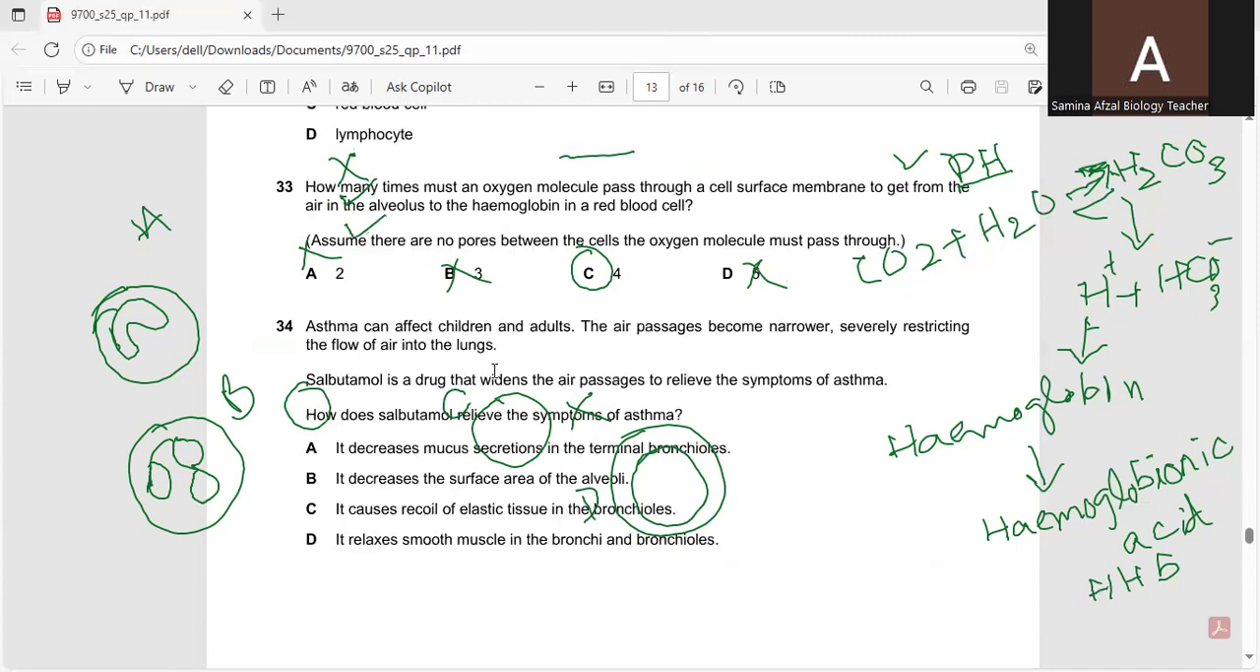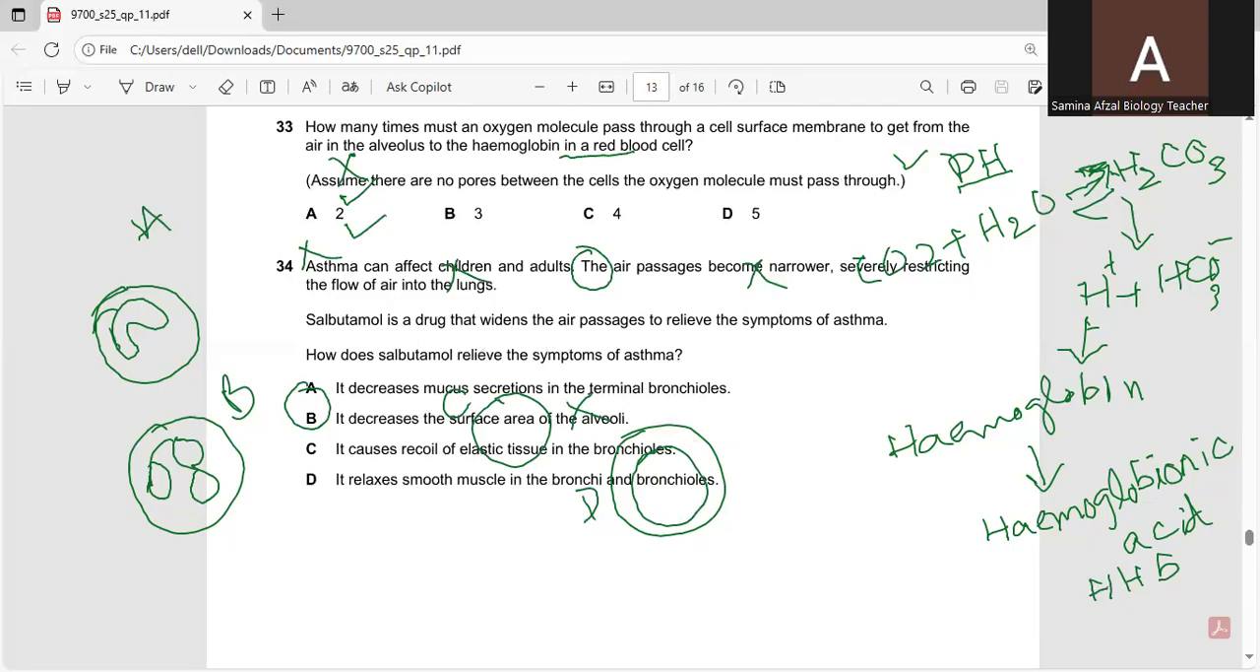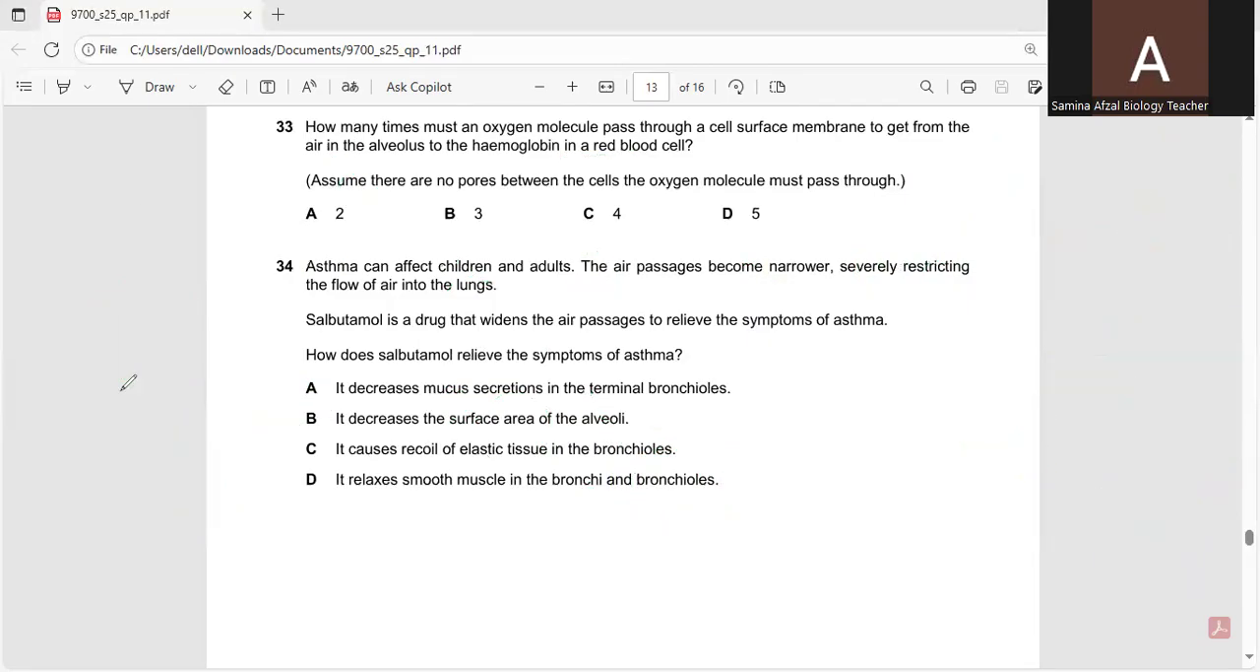Now I would like to move towards the next question. And the next question is, how many times must an oxygen molecule pass through a cell surface membrane to get from the air in the alveolus to the hemoglobin in a red blood cell?